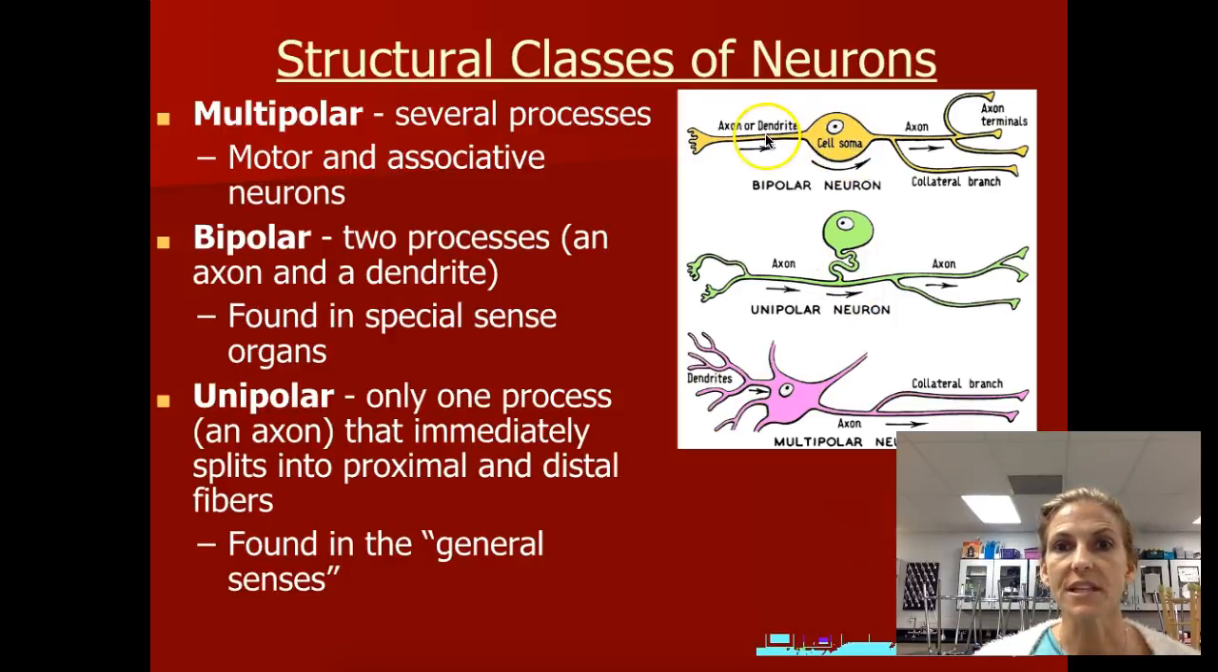Bipolar, up here, you see there's two extensions connected to the cell body. So one going in and one going out. So one dendrite, one axon. Bipolar neurons are found in your special senses, like your eyes and your nose, and your mouth and your tongue. And so the dendrite, remember, is called a receptor.